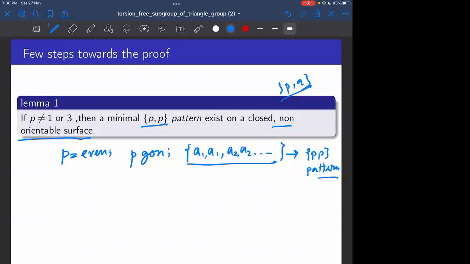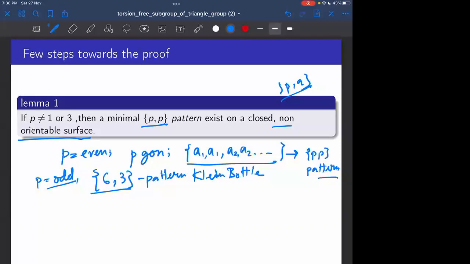Okay. So if P is odd, then we have to do some work. So just consider the 6-3 pattern. It looks like this.